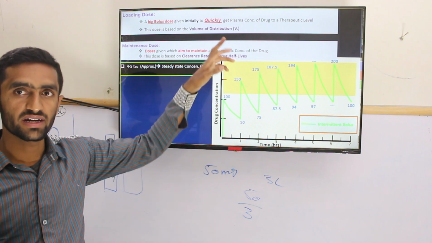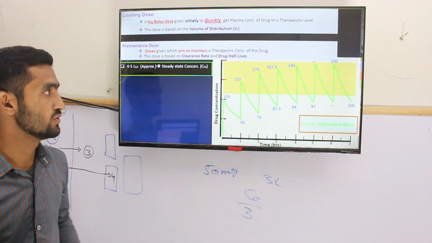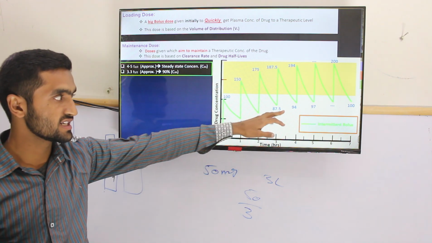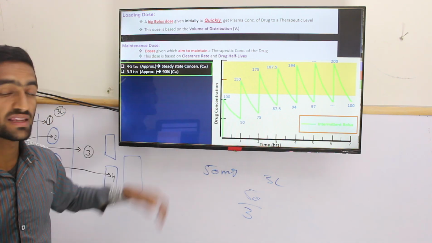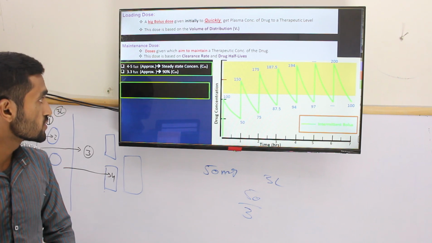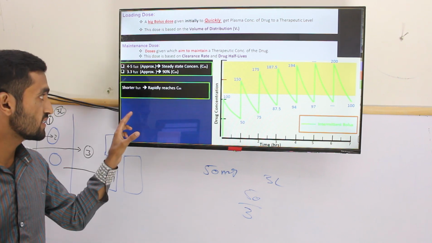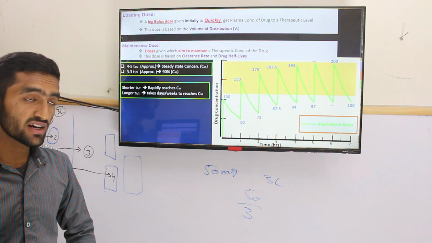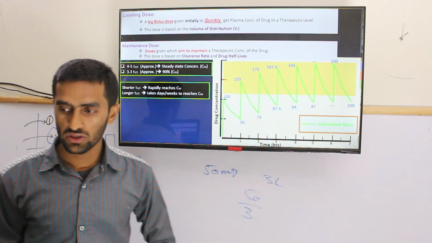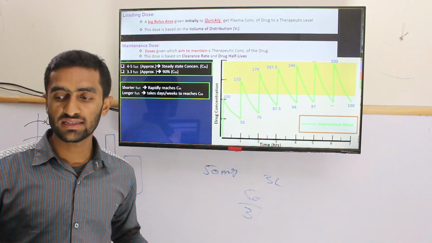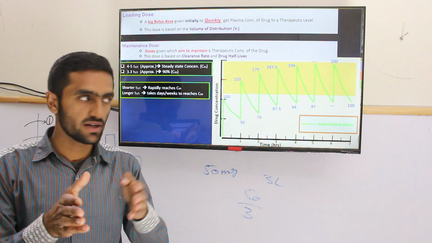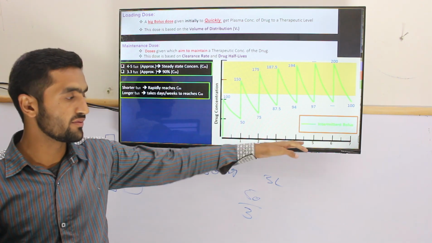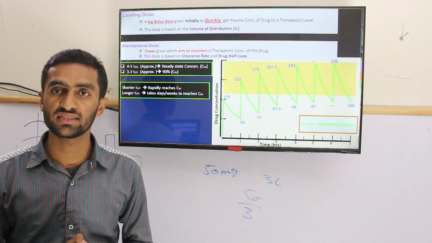After this, because 200, 100, 200, 100, this process continues. So after about 3.3 half-lives, you will see the steady state concentration has reached more than 90%. So if you have a shorter half-life, it rapidly reaches the steady state concentration. If it's a larger half-life, it takes days and weeks to reach the steady state. Let's say, for example, the drug has a half-life of 1 hour; we need 5 hours to reach the steady state concentration.